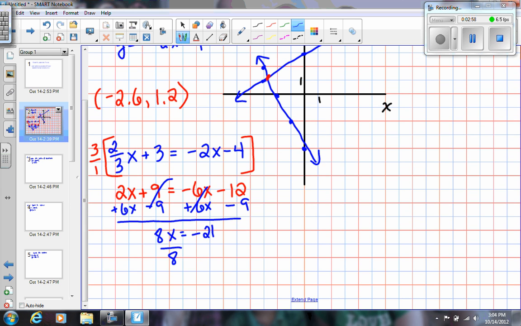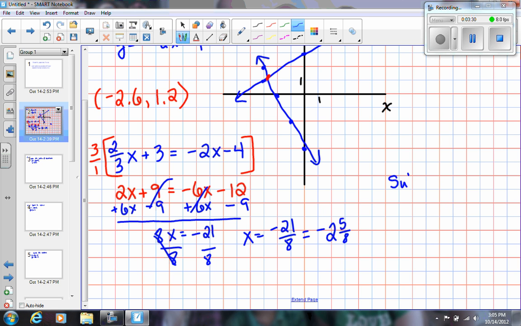And dividing both sides by 8 gives me x equals -21/8, which is 8 goes into 21 2 times, so we get -2 with 5 left over. And that's about, if you check it on your calculator, 5/8 is 0.625, so we get -2.625 compared to what we thought it was, so it's close, but now our answer is exact. But I'm not done yet. I have to find the corresponding y value.